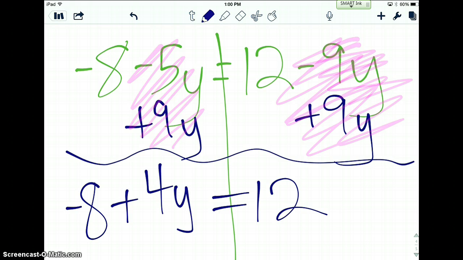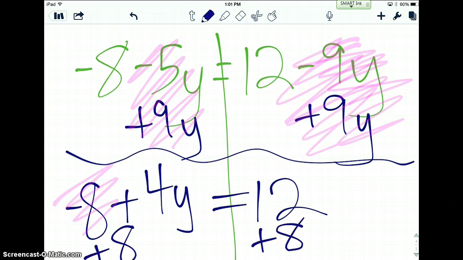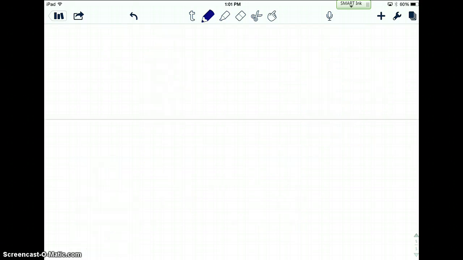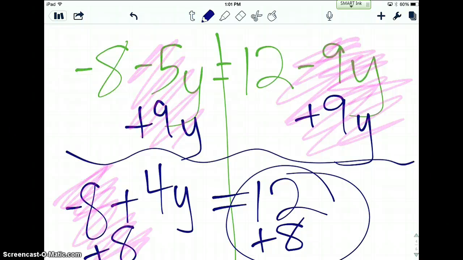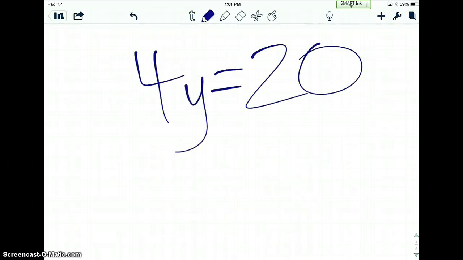And now I have 2 steps to solve it. So to get rid of the -8, that's what I get rid of first, I am going to add its opposite, which is a +8 to both sides. So now I have opposites happening. Those will eliminate. That'll be 0. And I'll just be left with 4y equals 12 plus 8, which is 20.